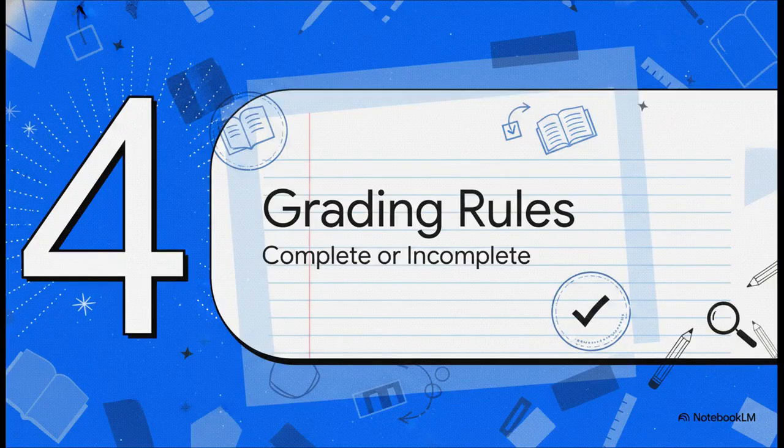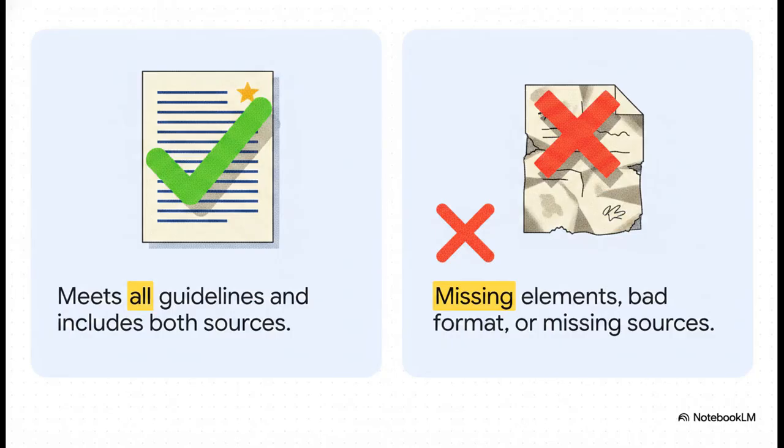Let's look at what's at stake in Section 4. Grading rules, complete or incomplete. The grading for this assignment is essentially binary. It's a very strict comparison between complete and incomplete. To secure that complete grade, your works cited page has to meet every single requirement, follow all those MLA guidelines flawlessly, and include both the TED Talk and your secondary source.